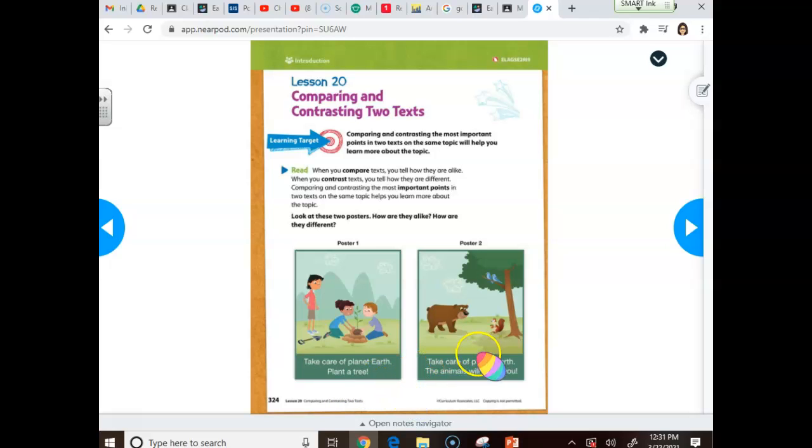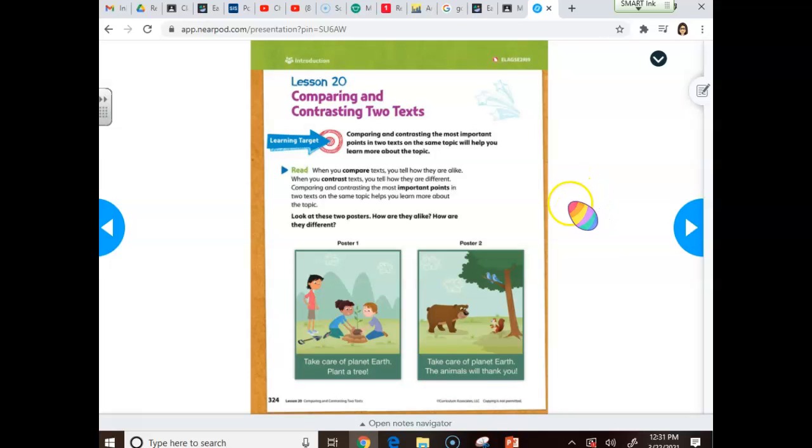Now let's look at this picture. All right, what do we see? We see a fully grown tree. What else do we see? Birds. A squirrel. What's this? A bear. All right, it says take care of planet Earth. The animals will thank you.